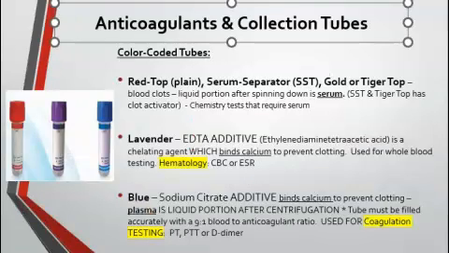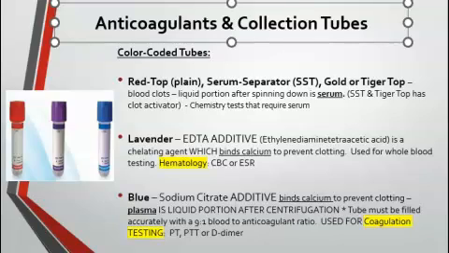Okay, let's start off by talking about the different types of collection tubes that you can use within phlebotomy. The first tube that we want to talk about is the plain red top tube. This can also be referred to sometimes as the serum separator tube or the SS tube, or it also can come sometimes in a gold color or a tiger top color. This is a tube that is used for chemistry test usually. The blood, because there's not an additive in the tube, the blood is allowed to clot.